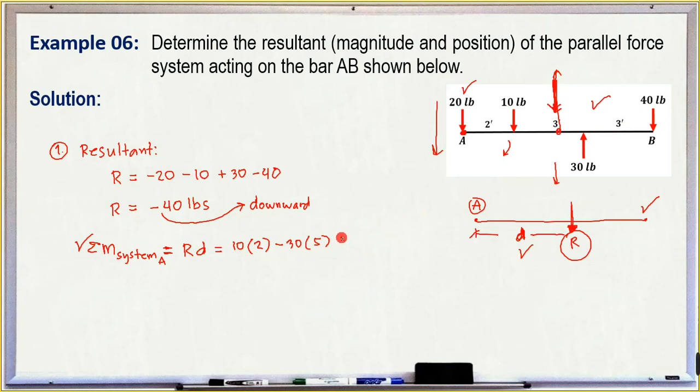Now, for 40, clockwise siya, so mo nang positive siya. Unya iha distance kay 8. So pila may kuan ani? Pila may answer ani? 190. Okay, 190. And that is foot pound.